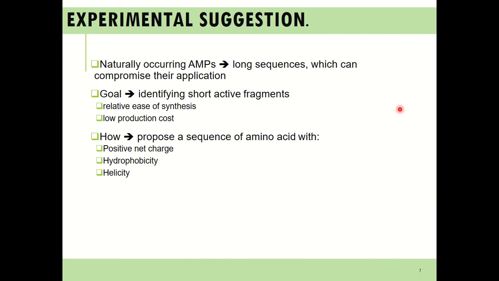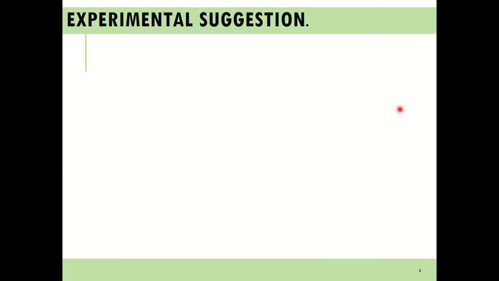The idea is to propose a sequence of amino acids by employing some criteria from natural antimicrobial proteins or peptides, such as positive net charge, hydrophobicity, and helicity. After coming up with the design, it is necessary to characterize the synthetic AMPs and understand the mechanism.